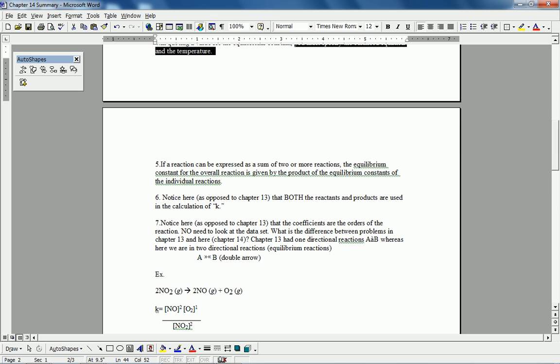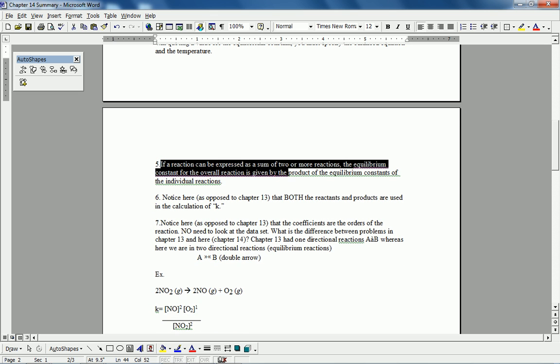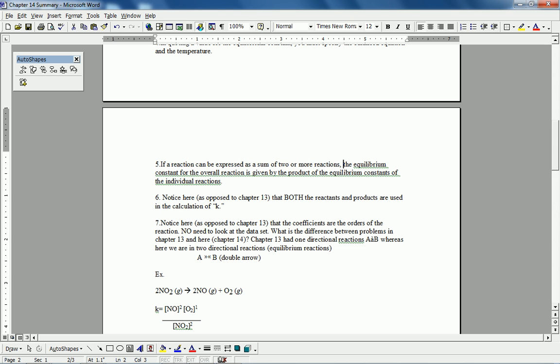Number 5, if a reaction is expressed as a sum of 2 or more reactions, meaning that there's a series of steps in that particular reaction, the equilibrium constant for the overall final equation is given by the product of all of its equilibrium constants.